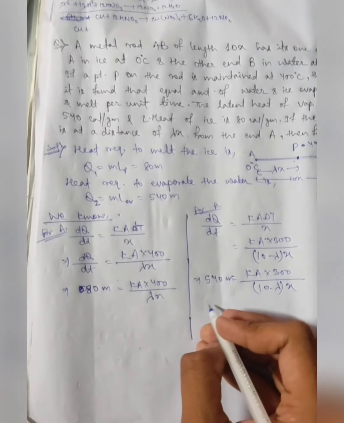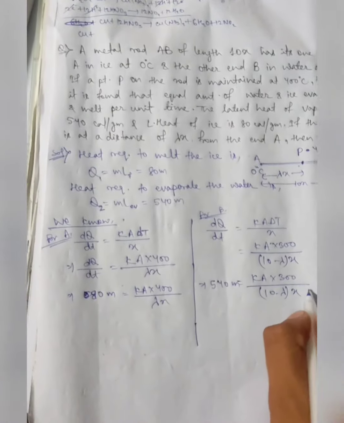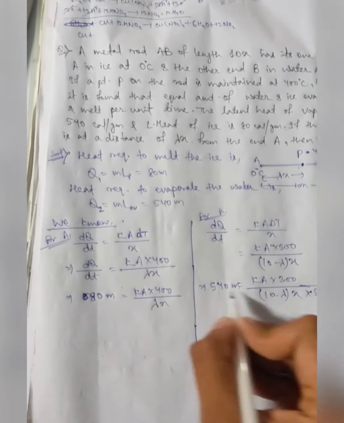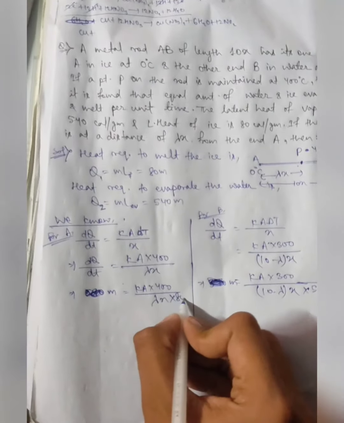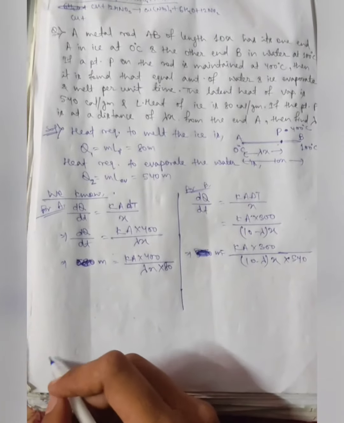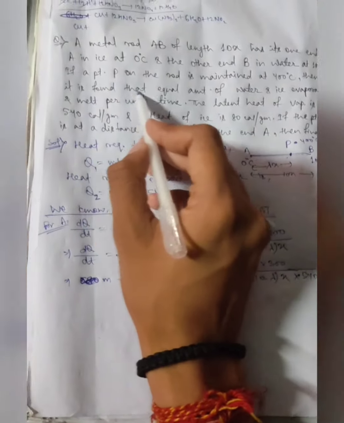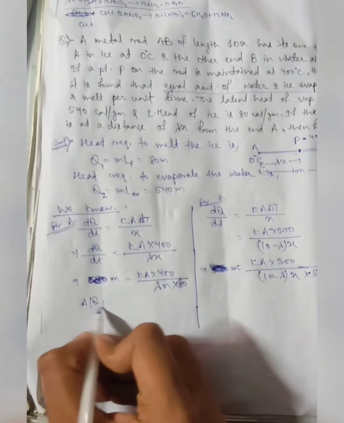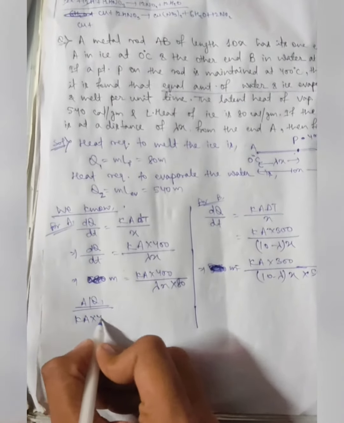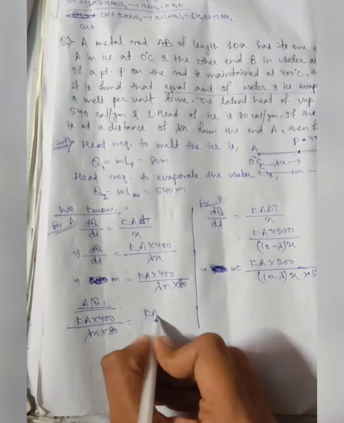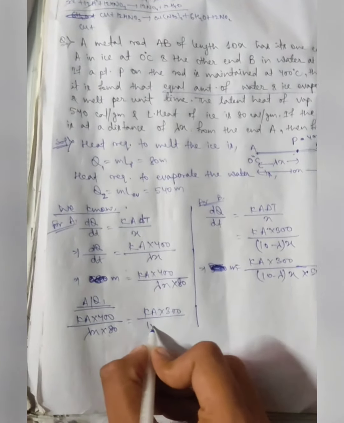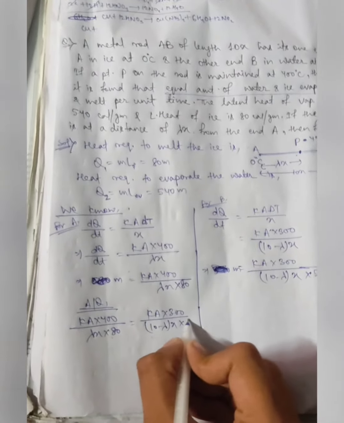Now, since the mass is the same, we can cross multiply 80 and 540 respectively, because here it is given that an equal amount of water and ice evaporate. So equal amount means equal mass. Now according to the question, K A into 400 upon lambda x into 80 is equal to K A into 300 upon 10 minus lambda x into 540.